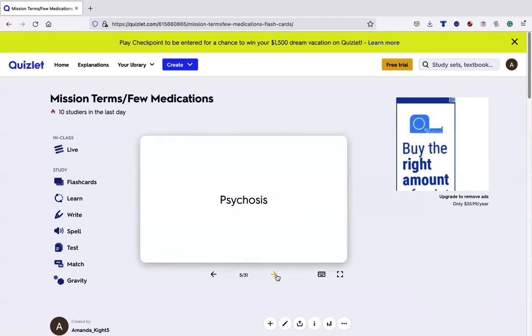Psychosis, we all know, it was in the last test, hopefully. Psychosis is a detachment from reality. A neurotransmitter is the way our brain communicates. And again, I know that seems a little bit like high school. Why are we learning this again?